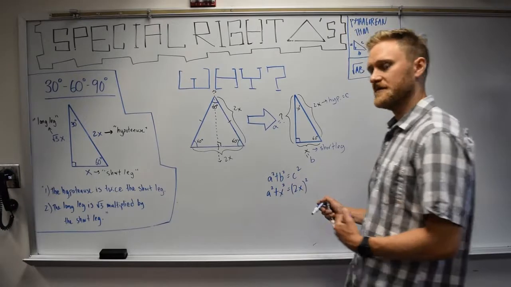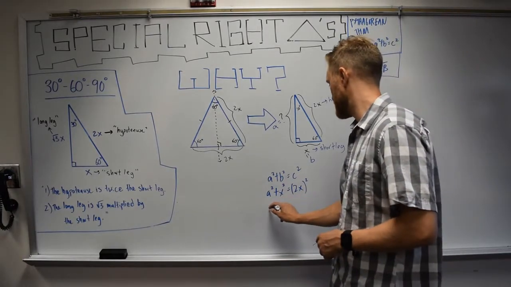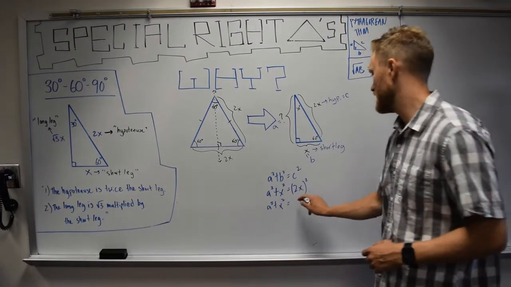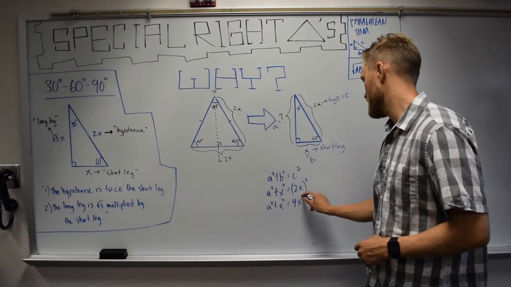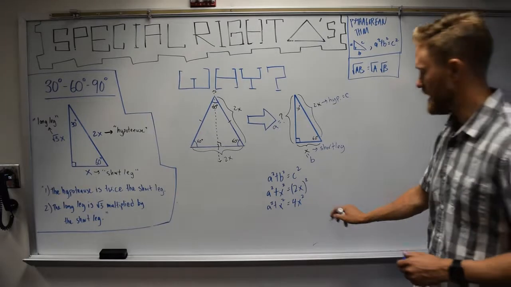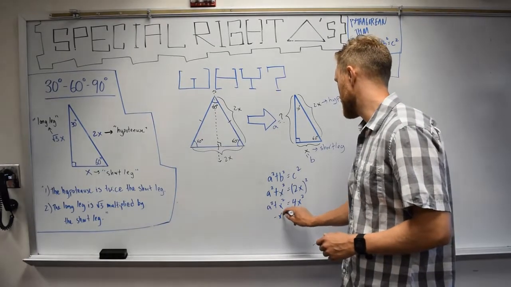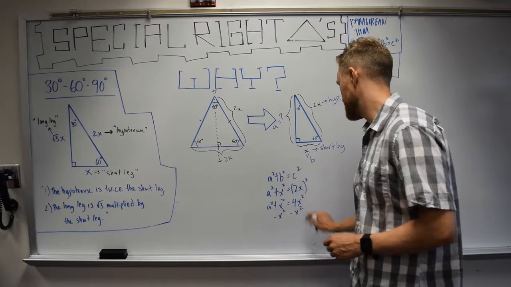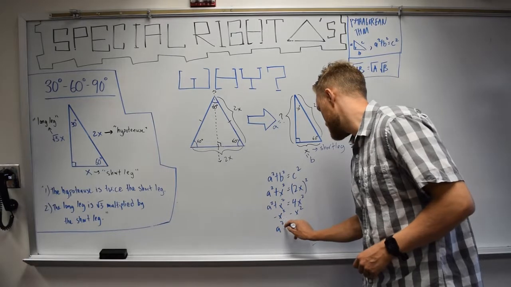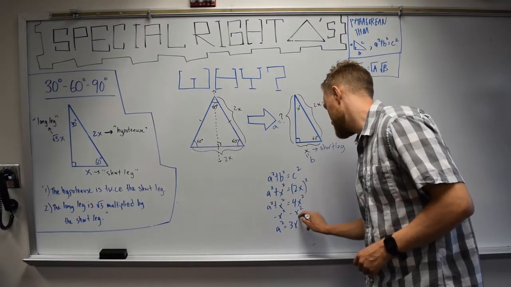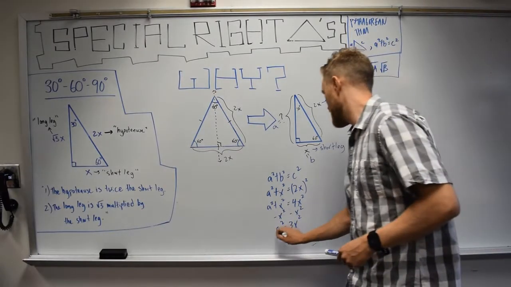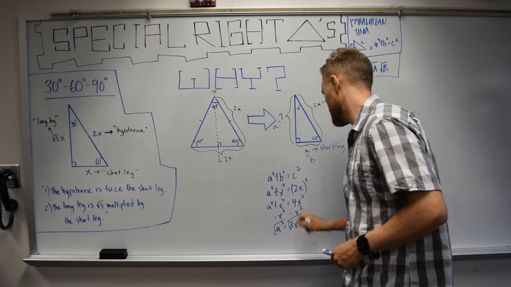So let's go ahead and simplify this, see if we can come up with something for A squared. So we get A squared plus x squared equals (2x) squared, which is 4x squared, because it's 2x times 2x. So I'm trying to get A by itself, so I'm going to subtract x squared from both sides. 4x squared minus x squared gives us 3x squared. And then in order to get A by itself, we're going to take the square root of both sides.